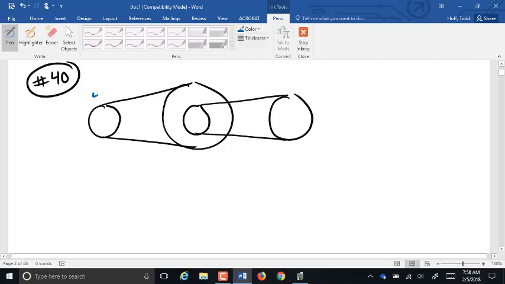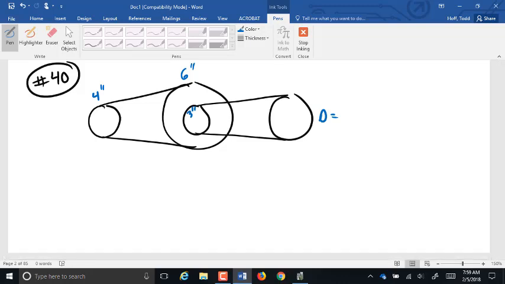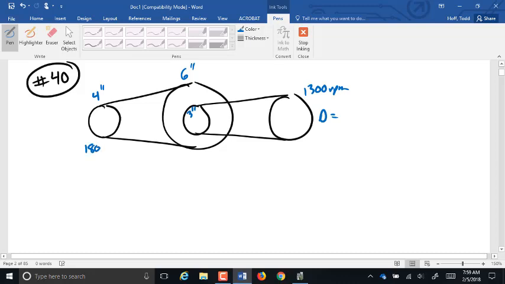We start off, this is a 4-inch pulley. The big one here is a 6-inch, small one's a 3-inch. We don't know this size. We're asked to find the size of the pulley, whether diameter or radius. Usually we'd find a diameter because the rest of them look like they're diameters. It does say that this is 1300 RPM here. And this first one is starting at 1800 RPM.